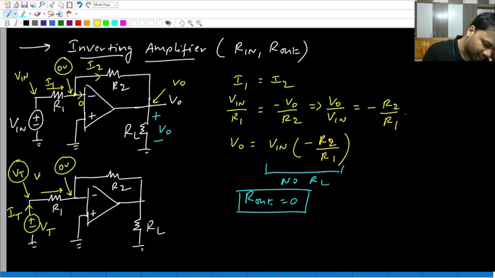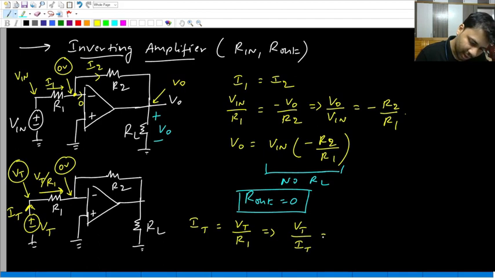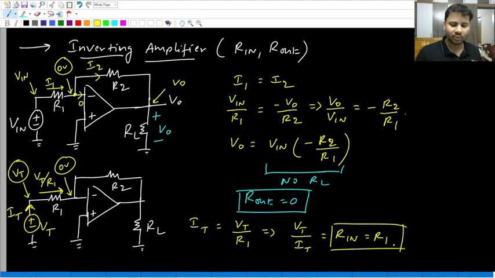What is the current through R1 in this direction? Vt minus 0 by R1, which is Vt by R1. So this current and this current are equal. So It equals Vt by R1. So what is Vt by It? It is nothing but the input resistance, which is equal to R1.